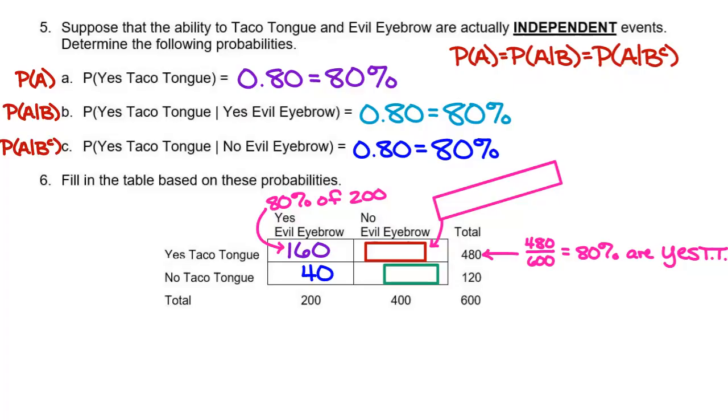What should go here? 320. Because 320 is 80% of the total for no evil eyebrow. 320 is 80% of 400. So then what goes down here? 80.